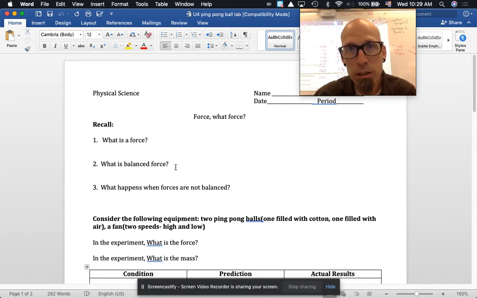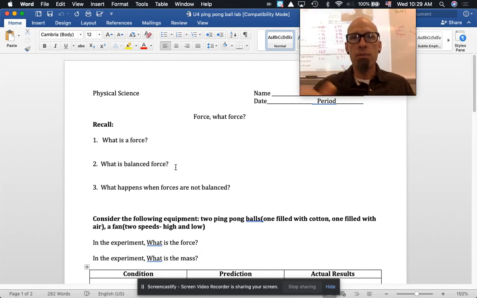Now, what is a balanced force? A balanced force is when all of the forces on the object will not change the motion of the object. Those forces we would say are balanced.